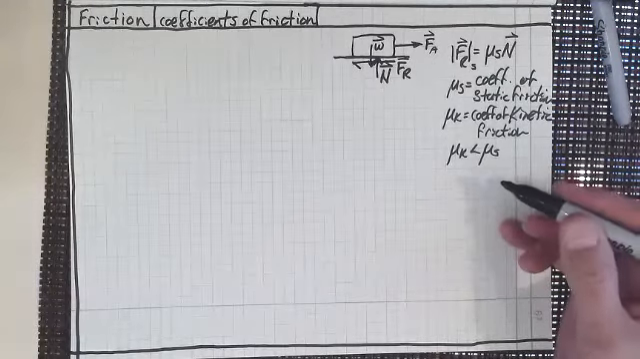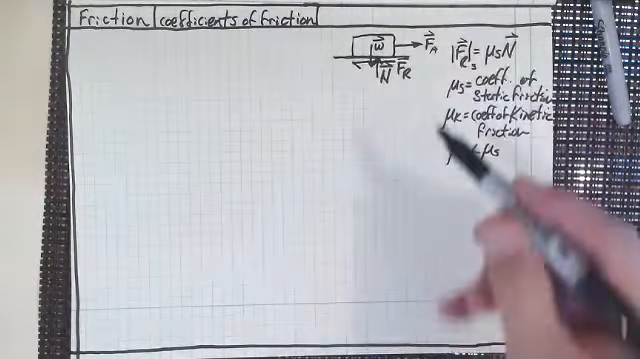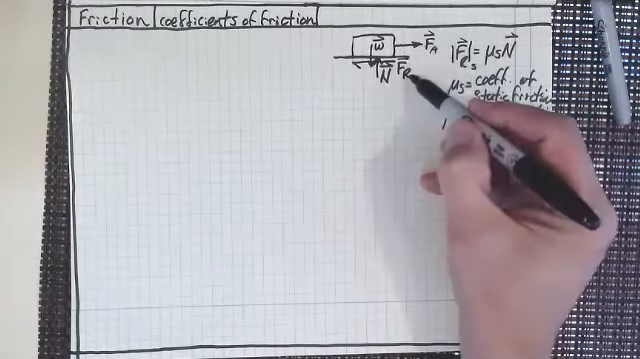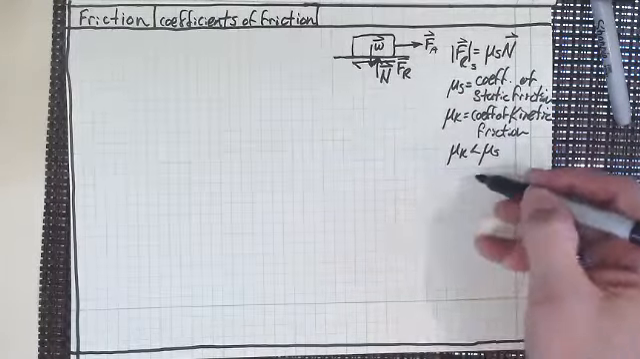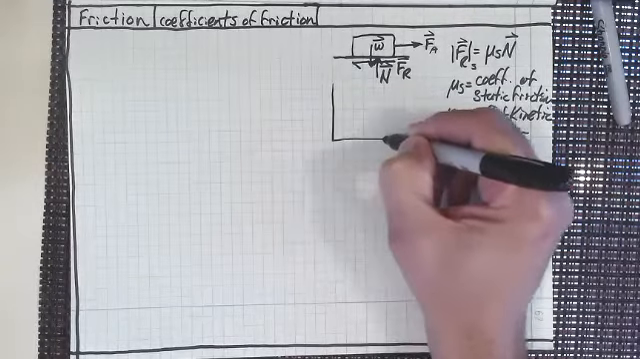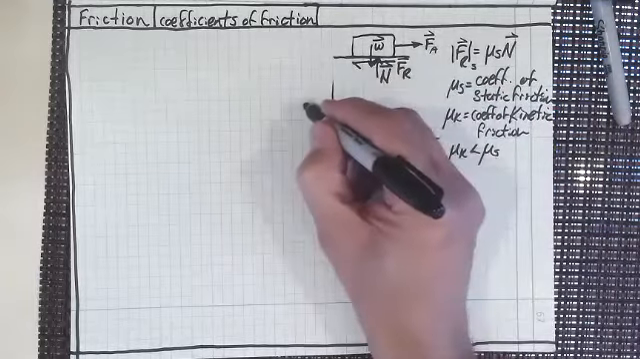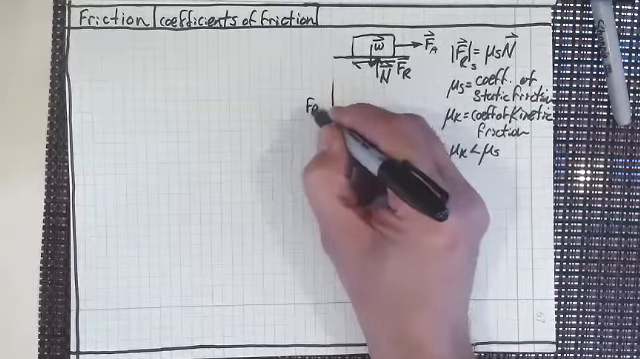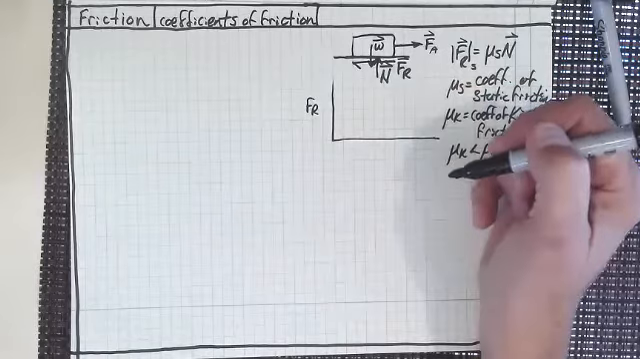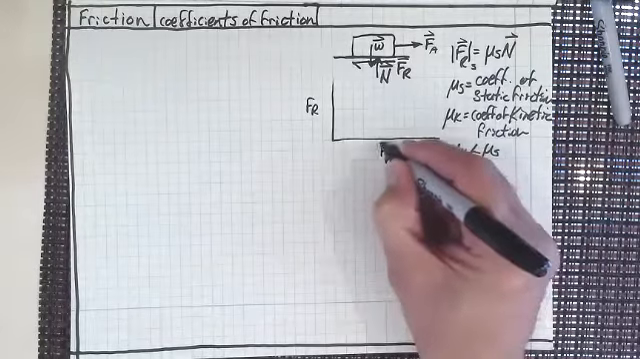Let's say that I'm looking at a situation like this that I've got up here, with W and everything else, and F sub r, and I'm just going to draw a little graph. Now this is going to be F sub r, that's my frictional force. And this is going to be the force F sub A.